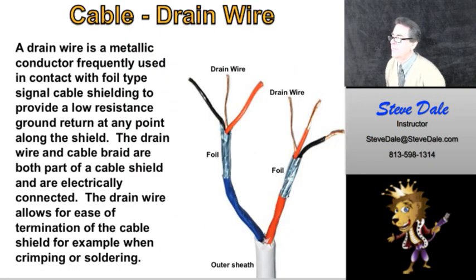A cable drain wire. This is terminology you should know. A drain wire is a metallic conductor frequently used in contact with foil-type signaling cable shielding to provide a low resistance ground return to any point along the shield. The drain wire and cable braid are both part of a cable shield and are electrically connected. The drain wire allows for ease of termination of the cable shield, for example, when crimping or soldering or punching down. So basically, the drain wire connects to the foil, which is the shield. And in order to terminate it, you're obviously not going to be terminating the foil very well, so you use the drain wire for termination, okay?